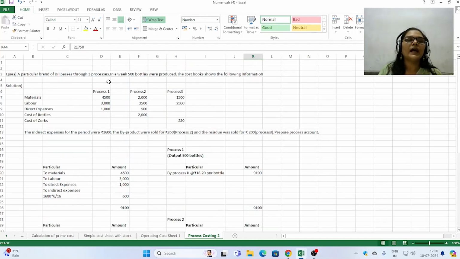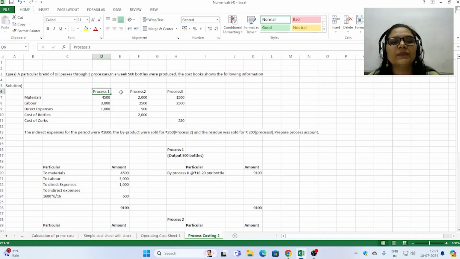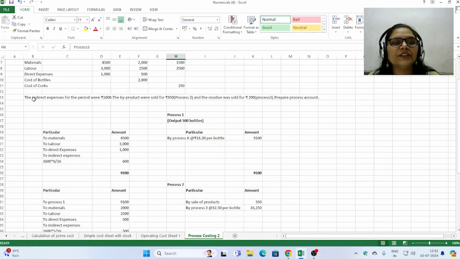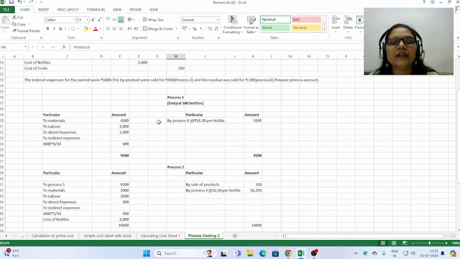A particular brand of oil passes through 3 processes. In a week, 500 bottles were produced. We have been given all the expenses for processes 1, 2 and 3, and there is additional information. The indirect expenses for the period were 1600. The byproduct was sold for rupees 350 and the residue was sold for rupees 300. Prepare a process account. First, we will focus on process 1.